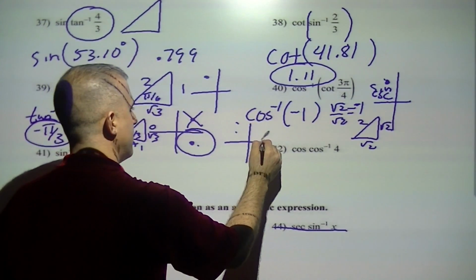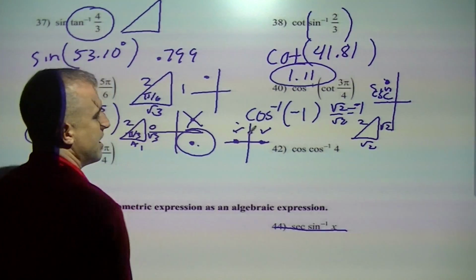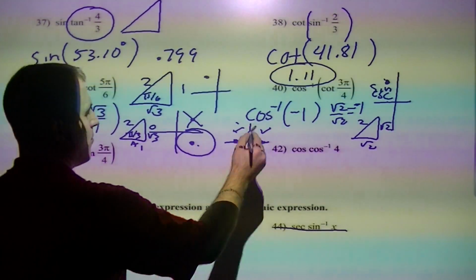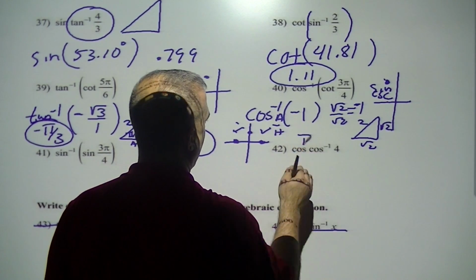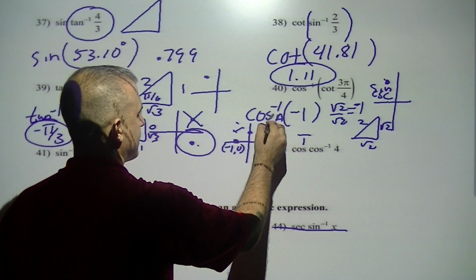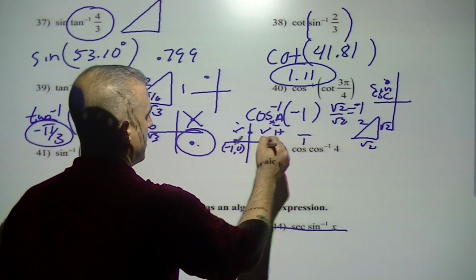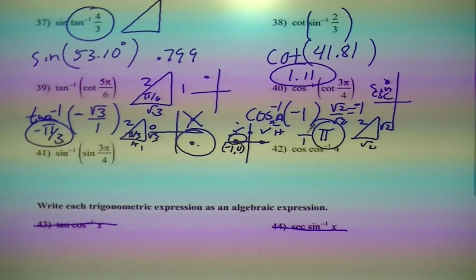I am restricted to this quadrant and this quadrant. Now, I have to look at these 3 things. What things would give me negative 1? Well, I've got A over H. Well, I know that the H is 1. Well, how can I get negative 1? Well, if you look at your points, the only one that has X or h being negative 1 would be right here. So that would have to be pi for my answer.